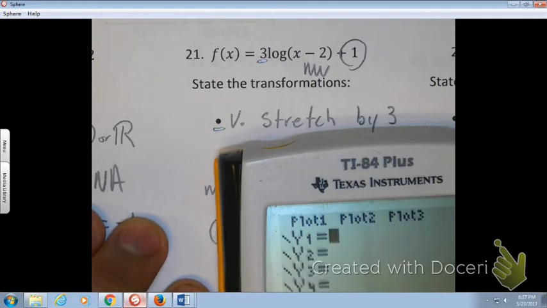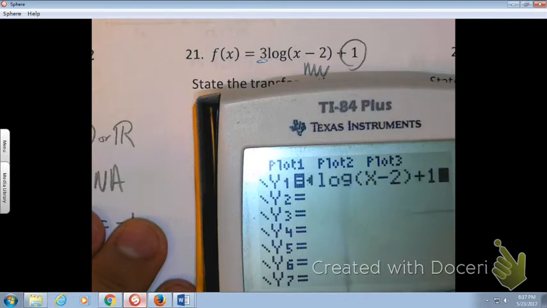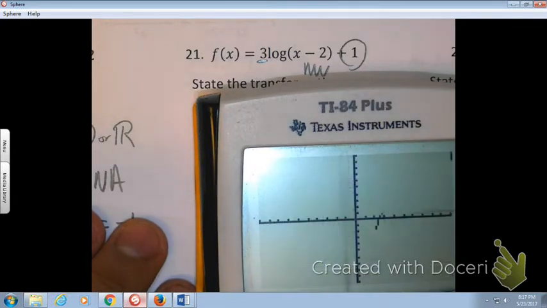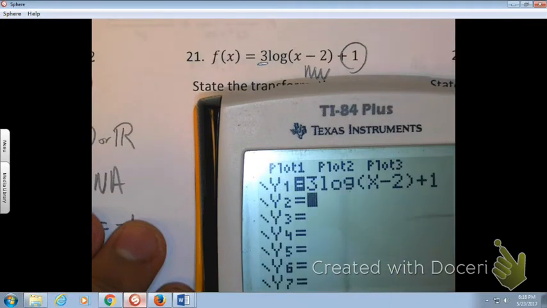So if we graph this function, 3 log of x minus 2 plus 1, we start and move it to the right 2 units, right? We usually start right here. We're going to move it to the right 2 units, 1, 2. We are also going to move it up 1, okay? So notice, if we write the same thing without the plus 1, it's going to be the exact same thing, but lower.